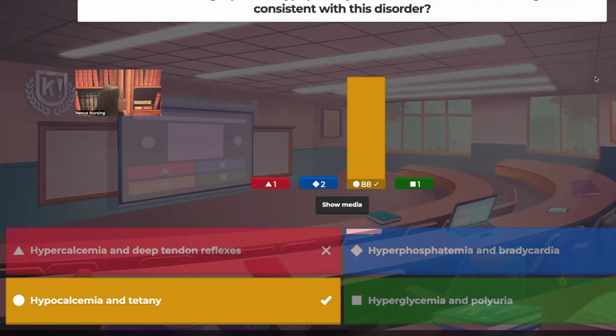Literally have a test on this tomorrow. What a coincidence. Not coincidence, that's God. You better thank him. All right, one more. Let's go.